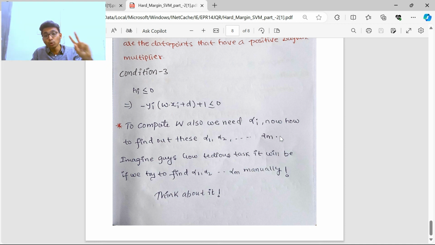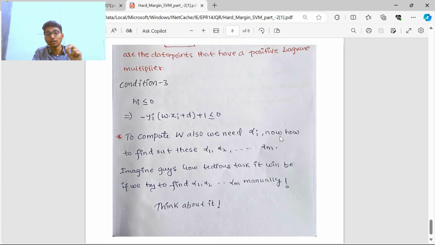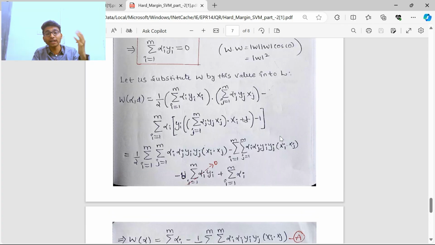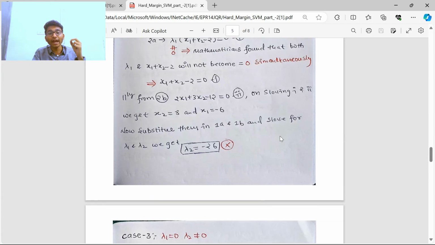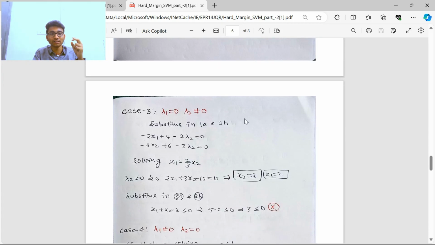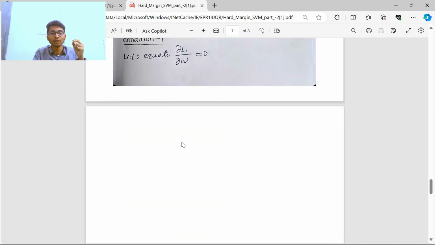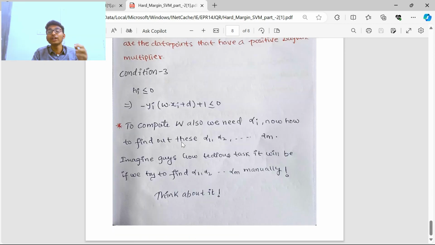Before, when we had two Lagrange multipliers, we solved four cases, right? We solved four cases if we have two Lagrange multipliers. See, case 3 up to 4 cases. Imagine, guys, we have m Lagrange multipliers. It will be a very tedious task for us to do manually, right? You agree with me or not? It will be a very tedious task.